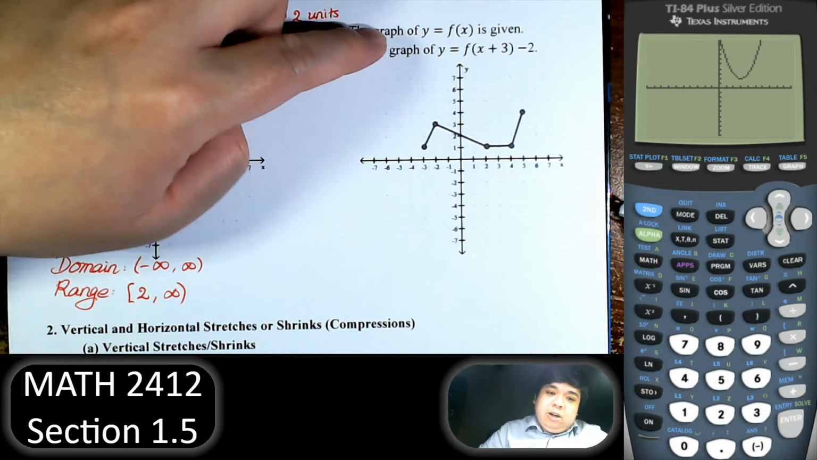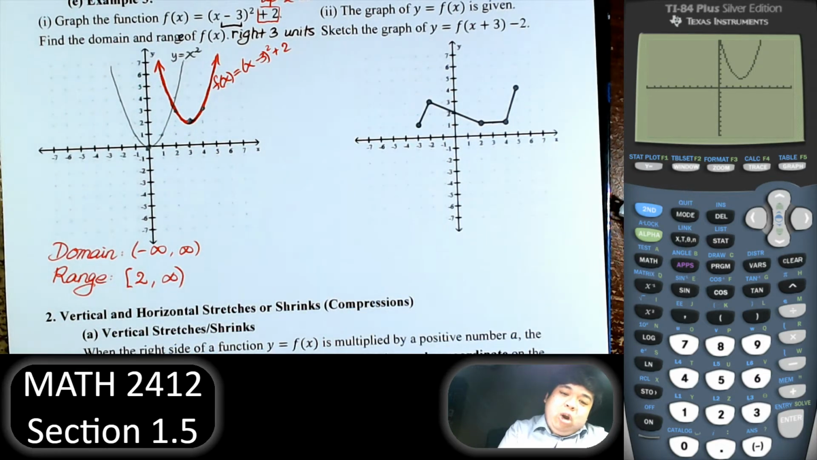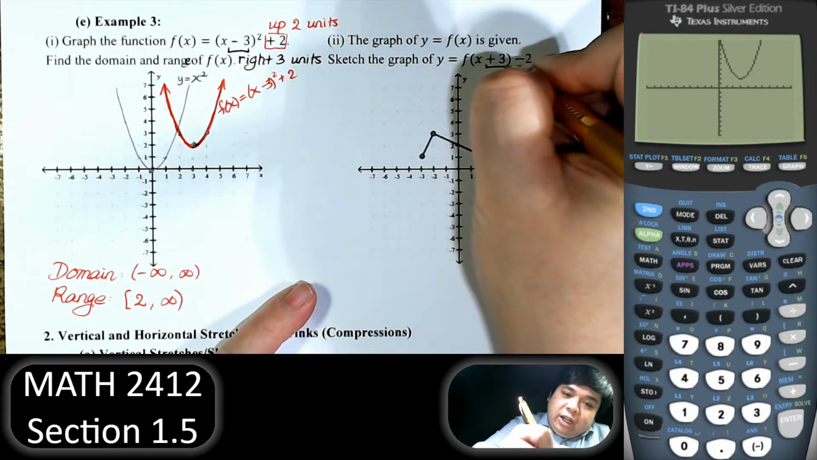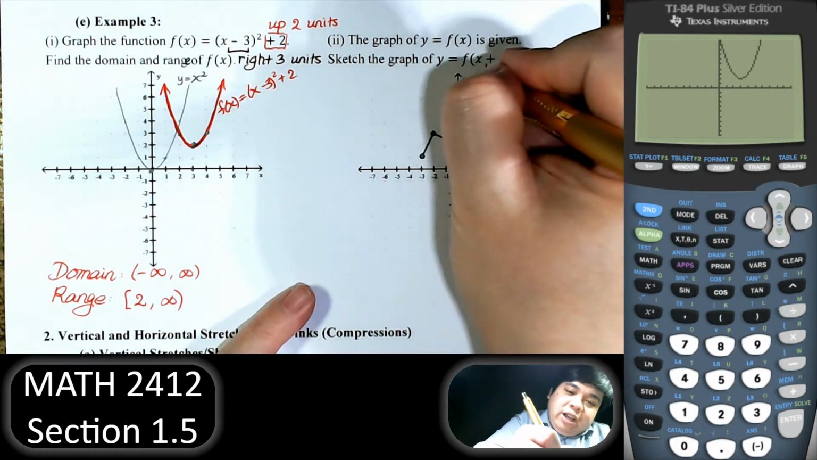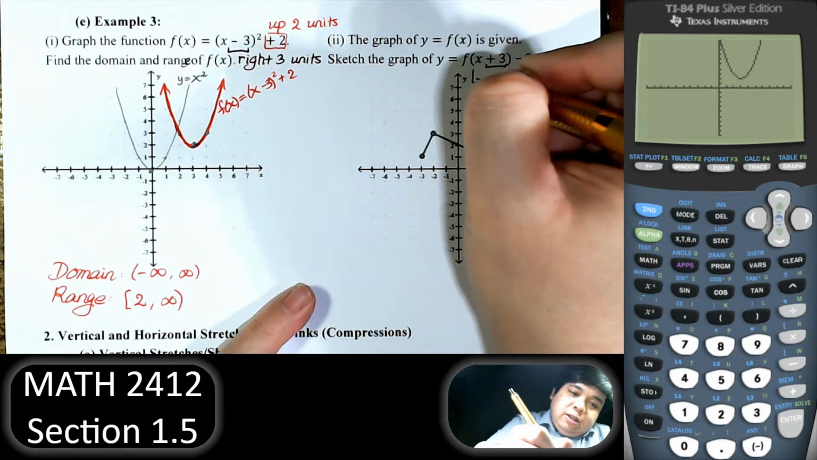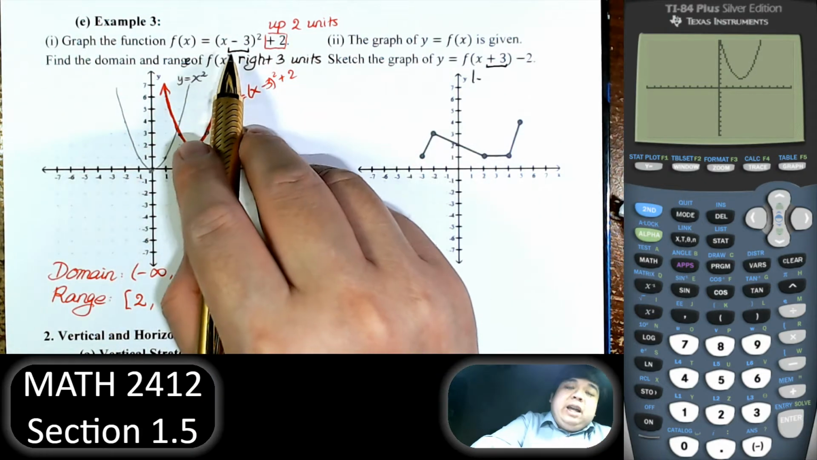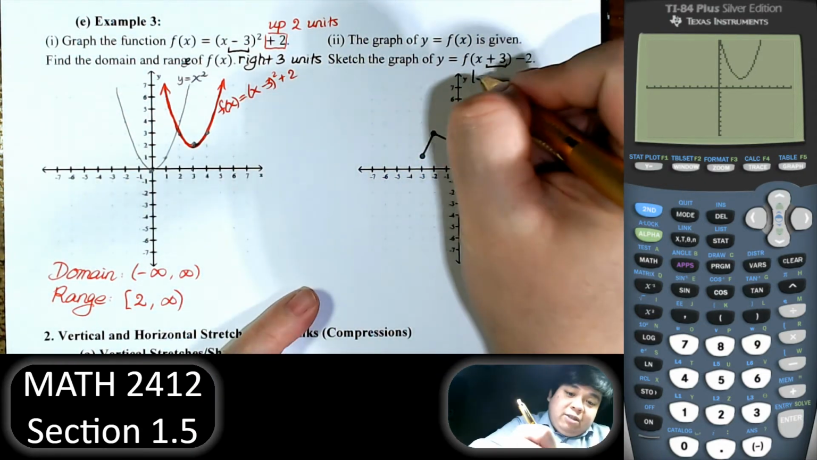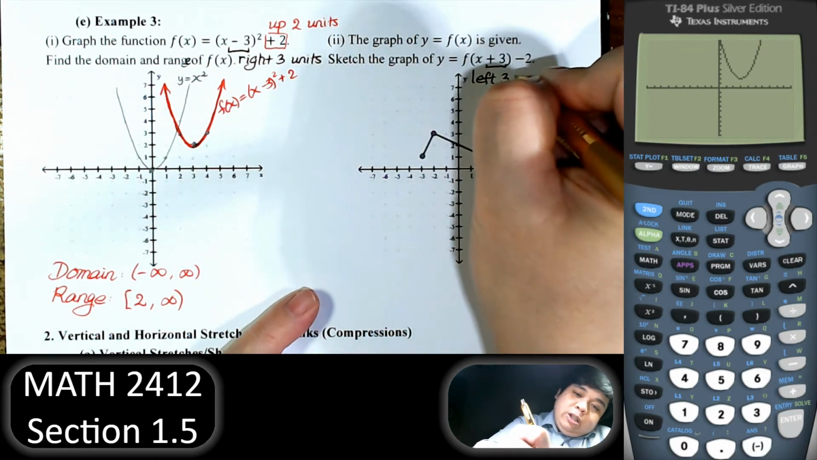Next, the graph of f of x is given, so we have the graph like this. Sketch the graph of y equals f of (x plus 3) minus 2. So this is different. We have the plus 3 here replaced into x, meaning that if it's plus 3, it will be 3 units to the left. Right? So if it's minus, move to the right. If it's plus, to the left. 3 units.